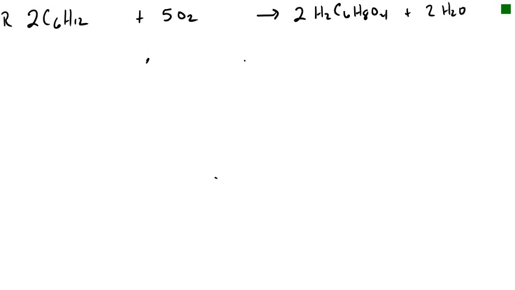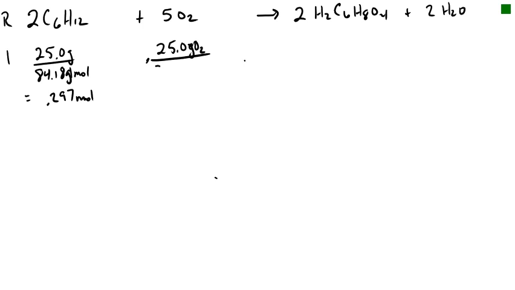So here's my R. For my I would take the 25 grams, and I'm going to divide it by the molar mass of the cyclohexane, which is 84.18 grams per mole, and that's going to leave me with 0.297 moles of the cyclohexane. For the oxygen, we start off once more with 25 grams. Going to divide that by the 32.00 grams per mole, and that will leave us with 0.781 moles of oxygen.